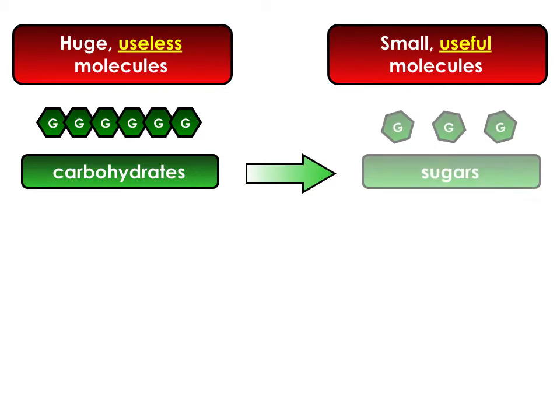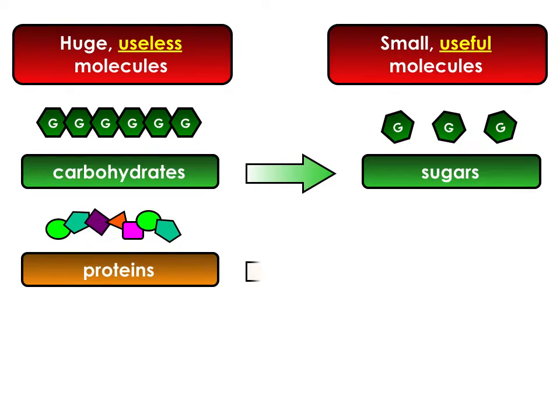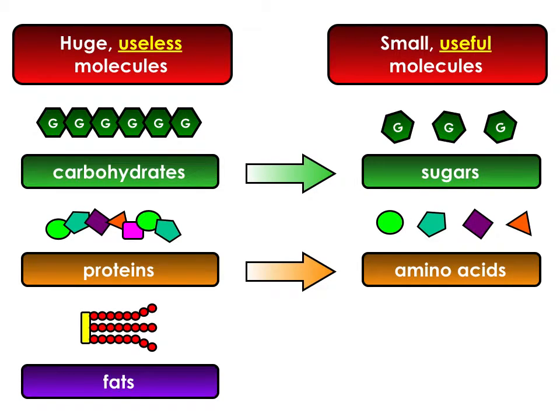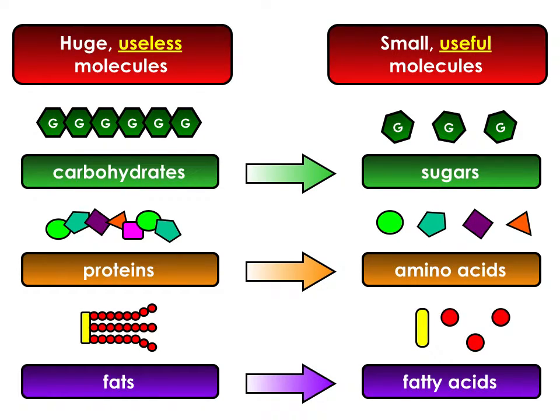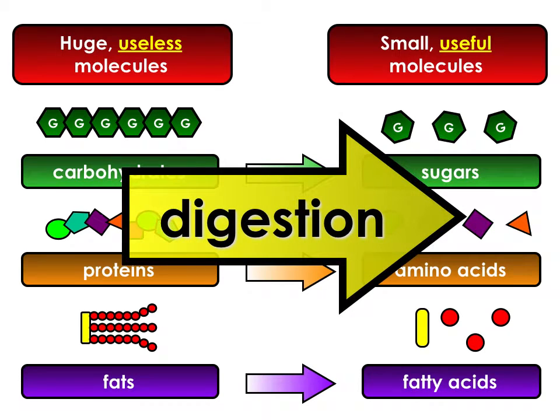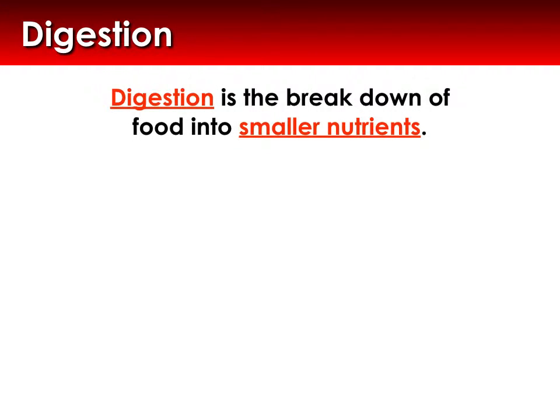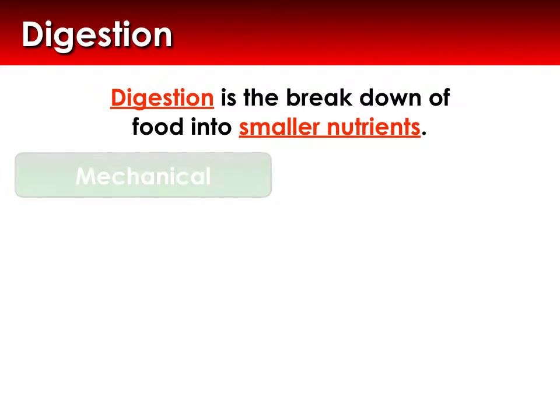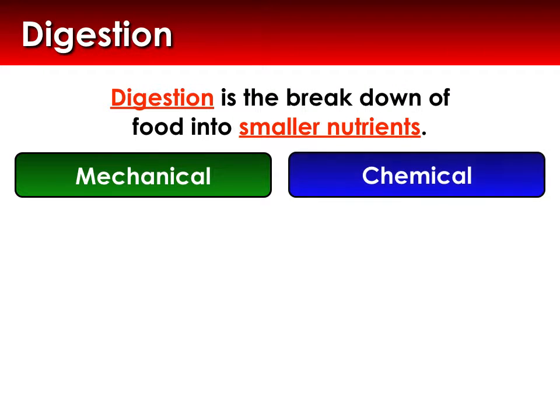Carbohydrates need to be broken down into sugars. Proteins need to be broken down into amino acids, and fats need to be broken down into fatty acids. And this process is digestion. Digestion is the breakdown of food into smaller nutrients, and there are two main kinds of digestion: mechanical and chemical.